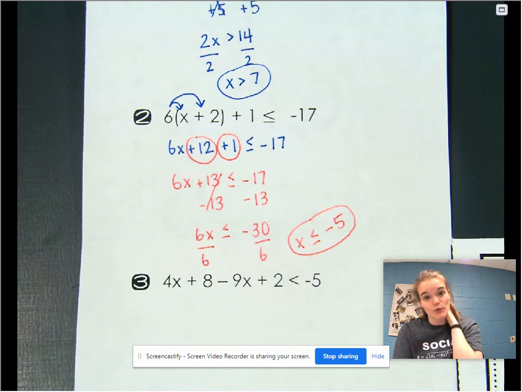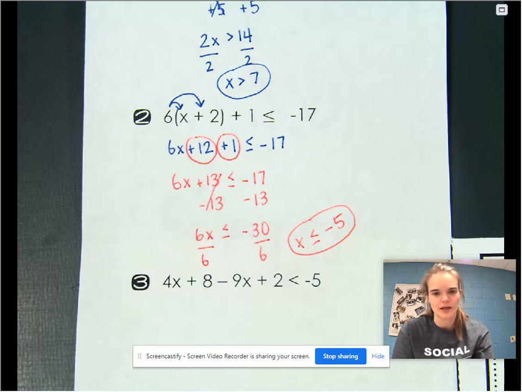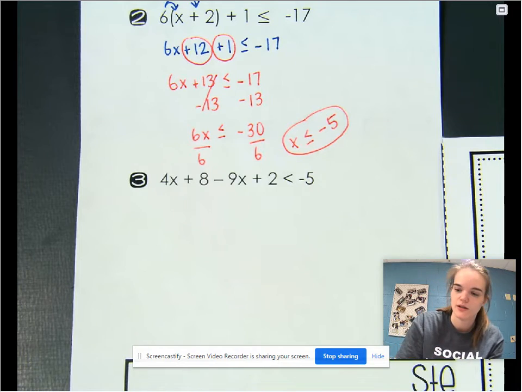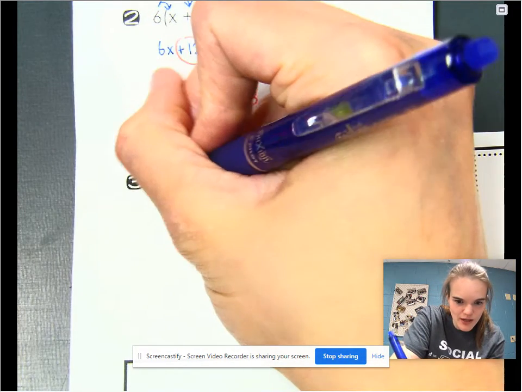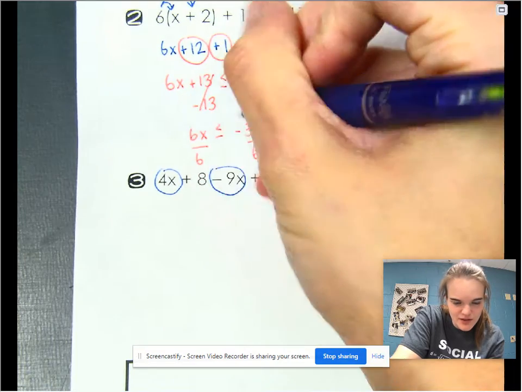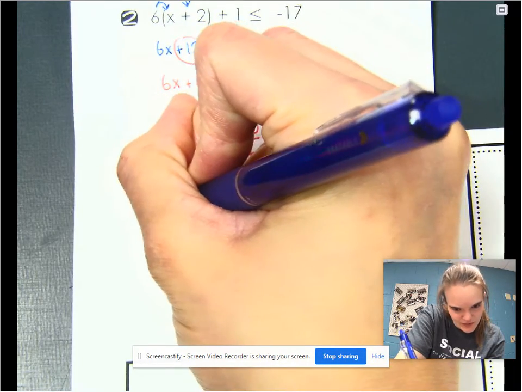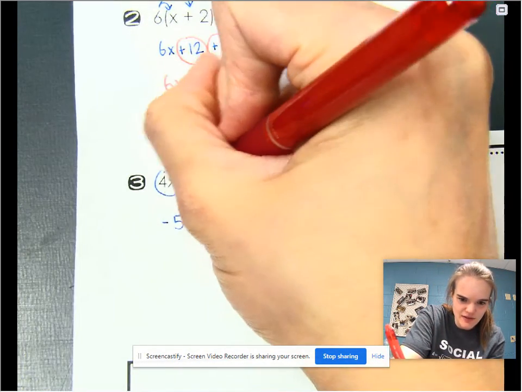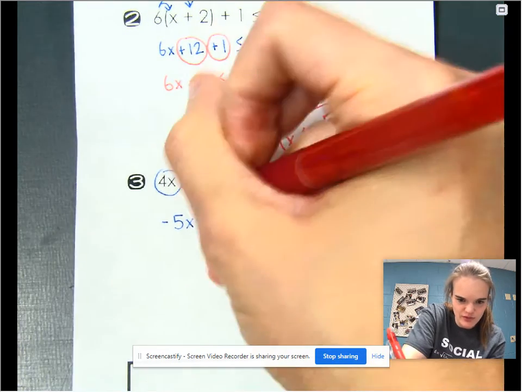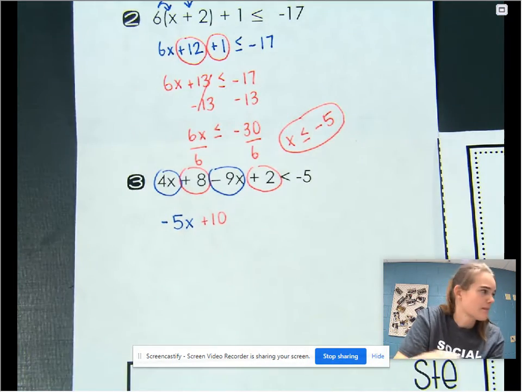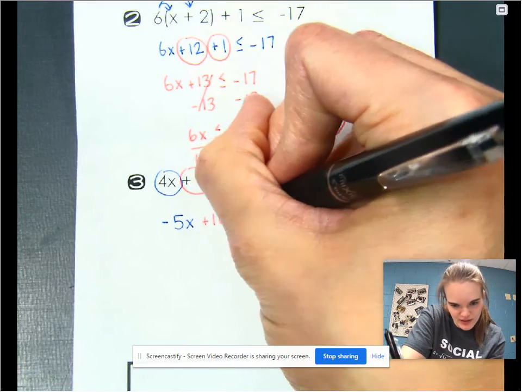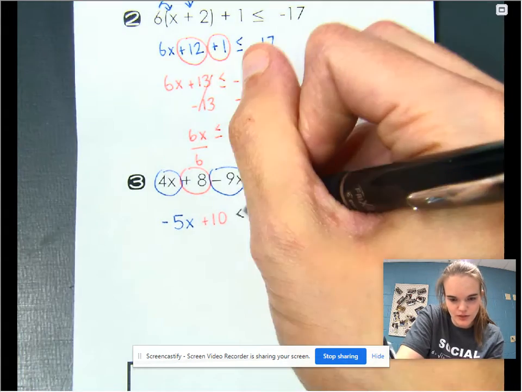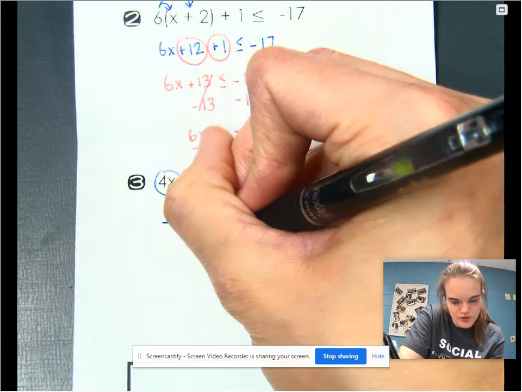If you didn't do number 3 on your own a second ago, pause the video and do number 3 on your own now, okay? Number 3. My like terms are 4x and negative 9x. 4x minus 9x is negative 5x. Now I've got 8 and 2, and 8 plus 2 is 10, so plus 10. And I'm going to bring down less than negative 5. Don't forget to bring down the symbol. Don't put equals.